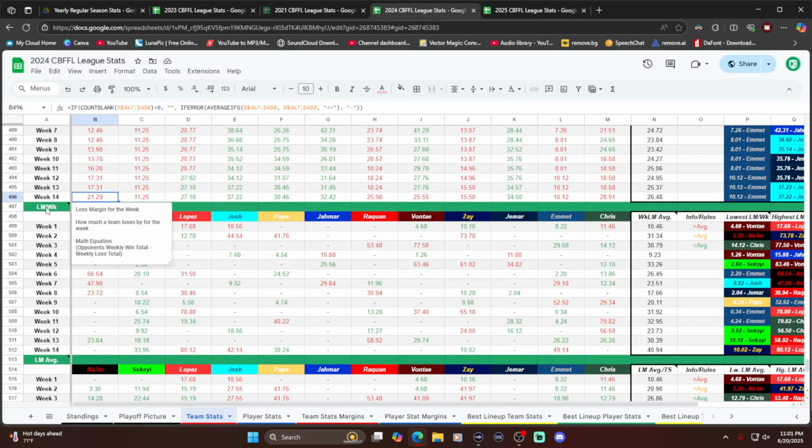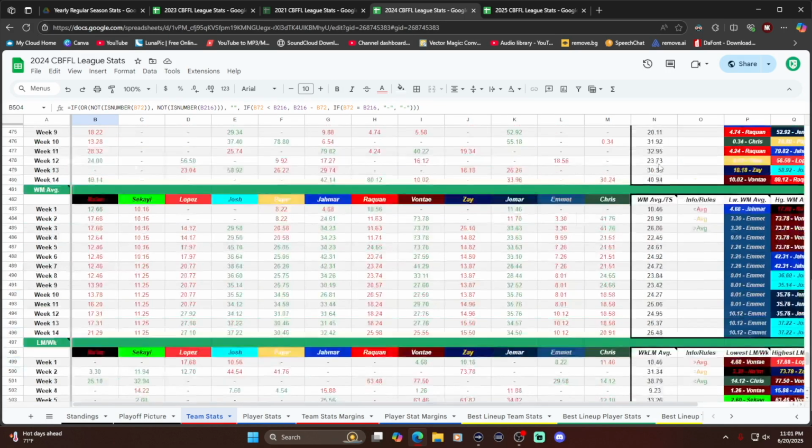Loss margin for the week, just the inverse of wins. Green, this means you're below the average. Red means you're above the average. Oh damn, Jamar beat Naeem by 66 points that week. Golly. This number over here and these numbers over here are going to be the same number as these above.